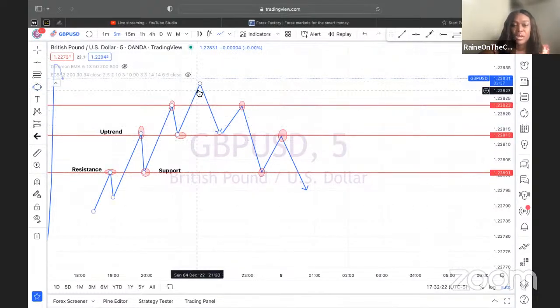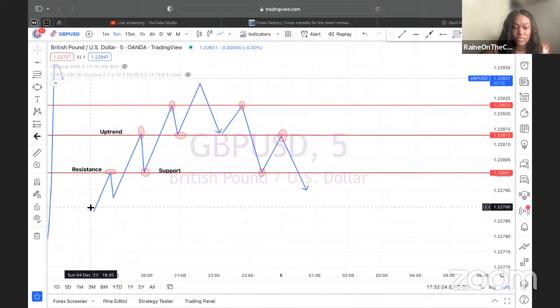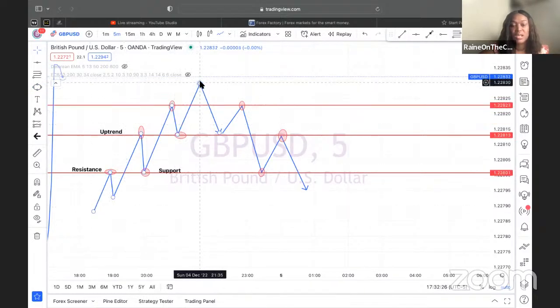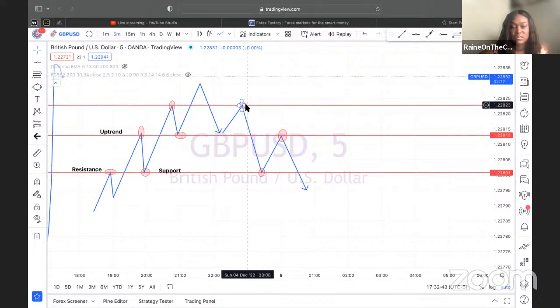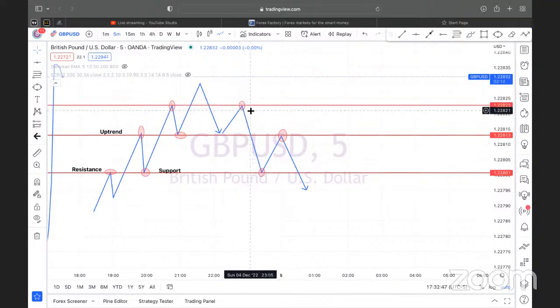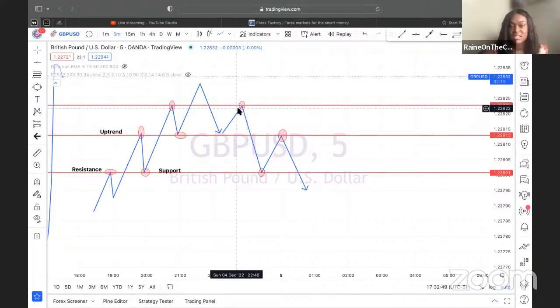So this was an uptrend, but then when it came back, it broke down. And now what's happening? What's this called? Anybody know? Downtrend. What's this? Meaning the resistance, that line.